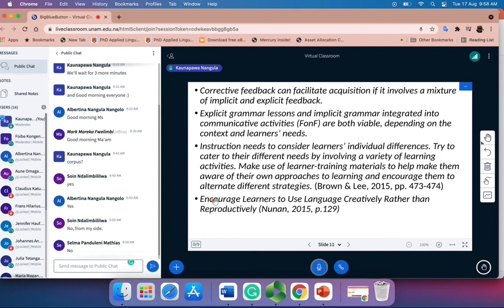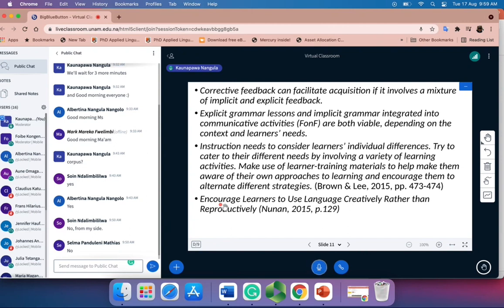I'm like, oh, I've seen all that before. So the last one that we haven't really spoken about much is this one. Encourage your learners to use language creatively rather than reproductively. That is just to say, encourage the learners to use the grammatical aspect, because I keep going back to grammatical and lexical items as this is the focus of this specific unit. So that is to say, ask them to use language creatively.